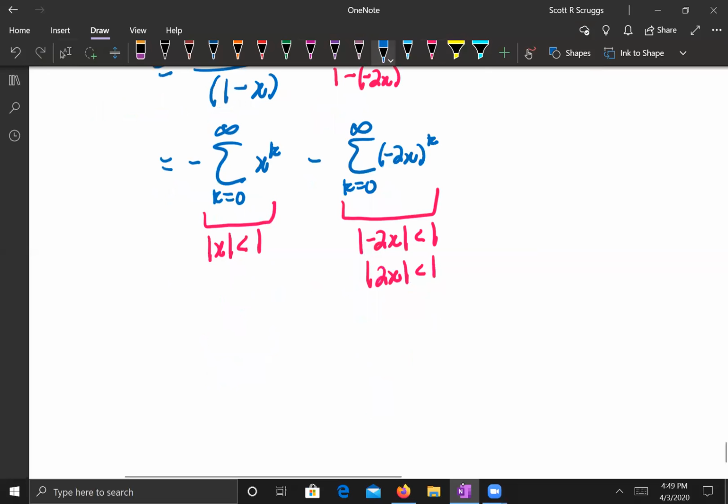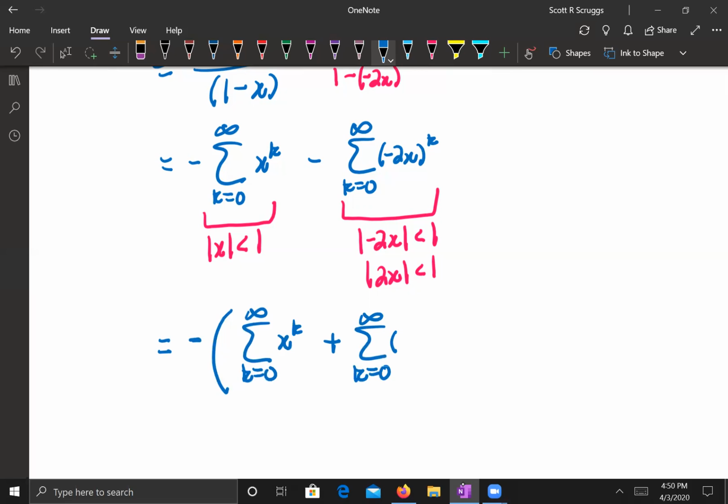But because I have two separate power series, I can combine them by adding and subtracting. One thing I'm actually going to do is, since I have a negative sign and a minus, I'm going to factor out that negative sign to give me the sum of x to the k plus the sum k goes from 0 to infinity of negative 2x to the kth power. And I'm going to rewrite that as negative 1 to the kth power times 2 to the kth power times x to the kth power. Close my parentheses.